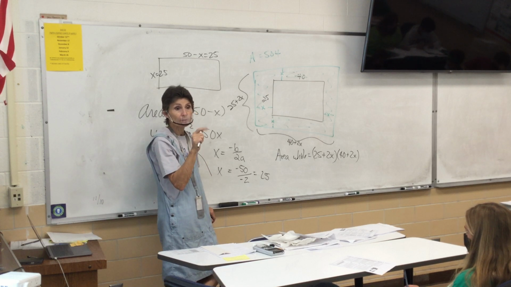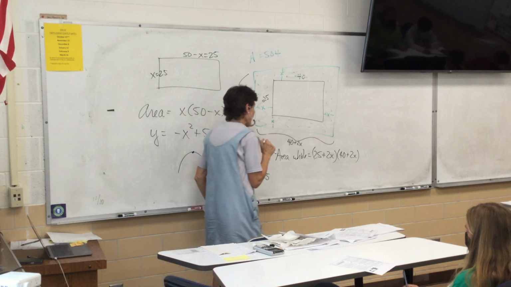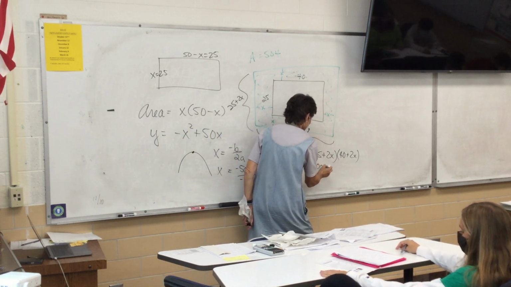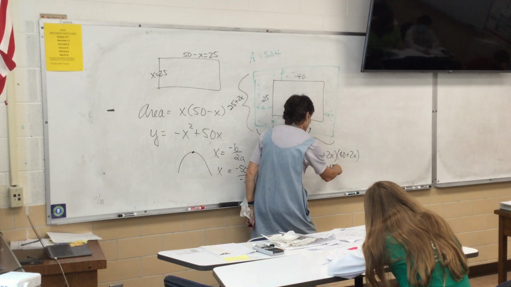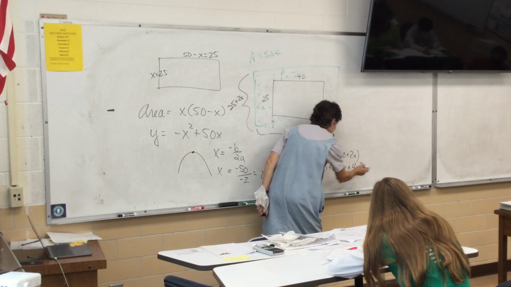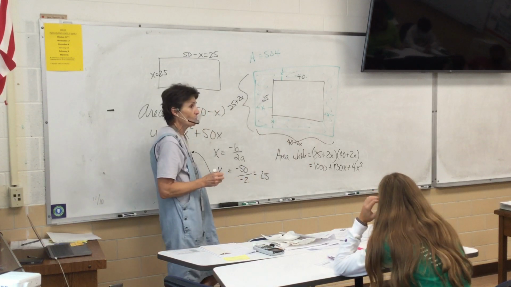What? Do you distribute everything? Yeah, I can do that. I sure can, so that'll be 1,000 plus, let's see, that would be 50 and 80, 130x plus 4x squared. Okay, so now it's FOILed out. That's still the area of the whole thing.